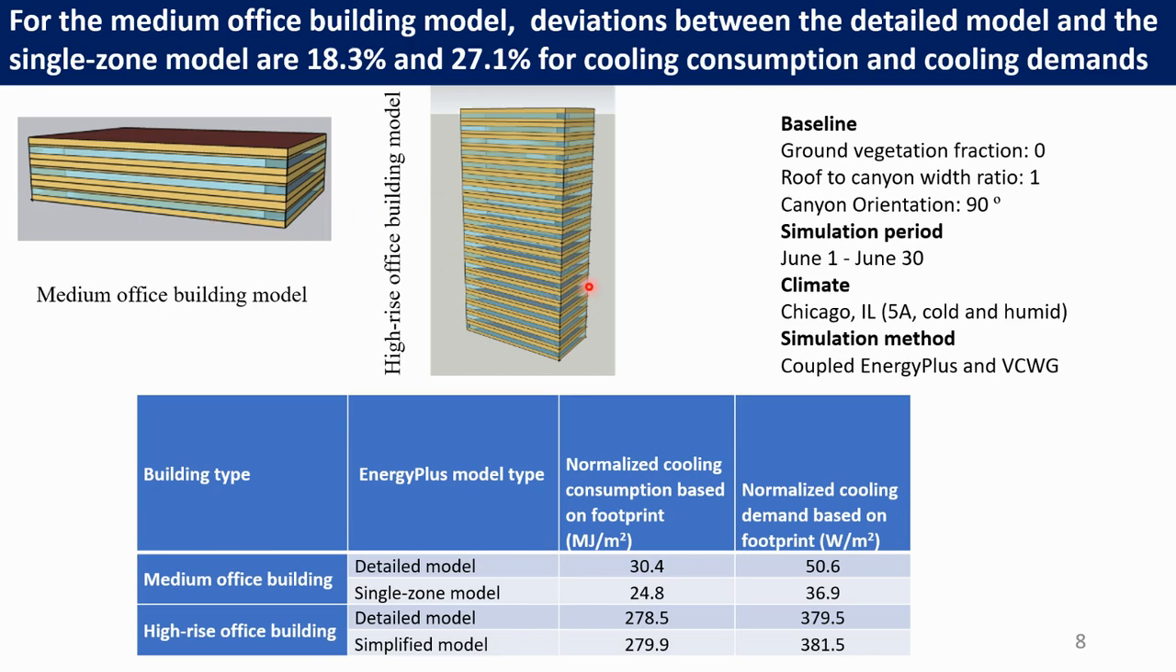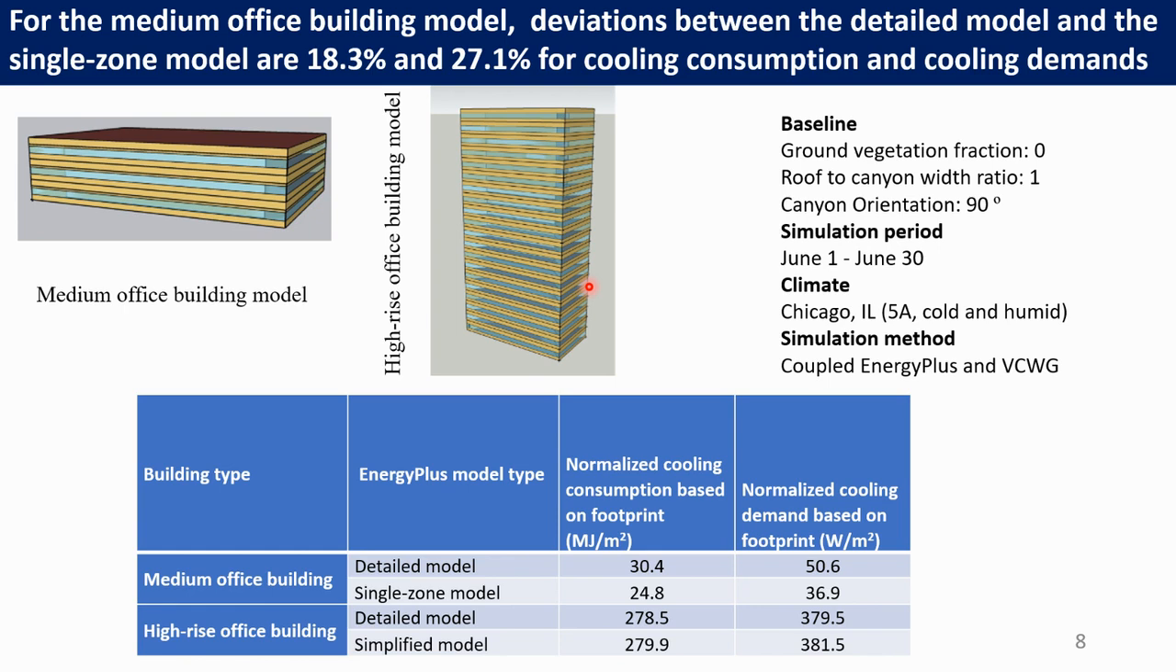And the other one is a high-rise office building model. We simplify that from the 20-story building to use 3 floors to represent it. That includes the first floor, then a typical floor with a multiplier of 18, and then the roof floor.